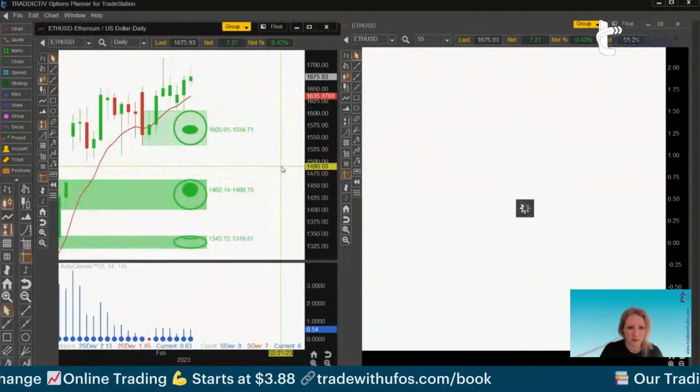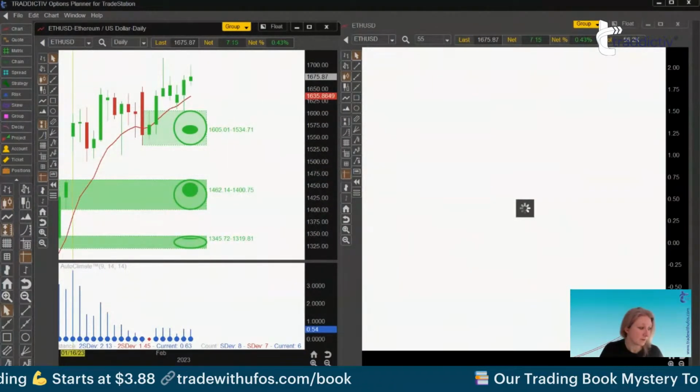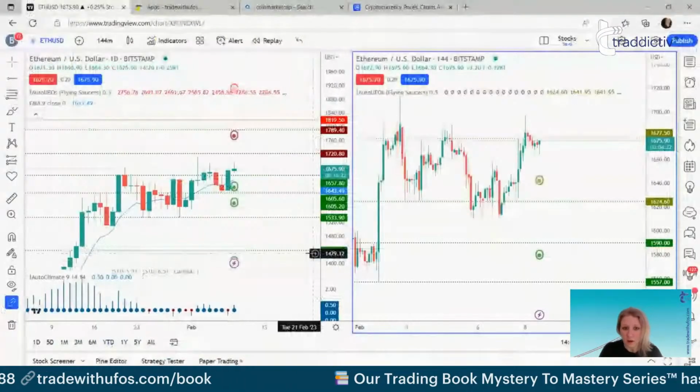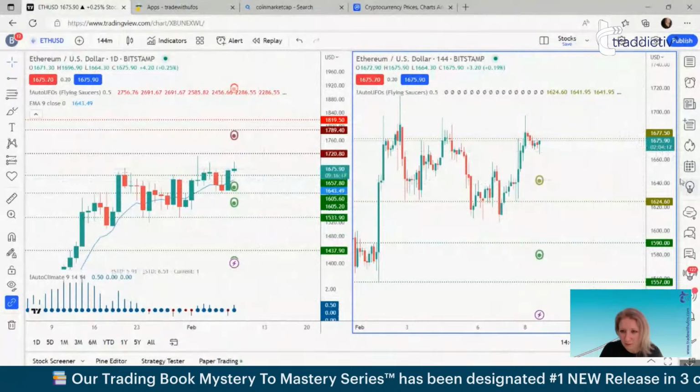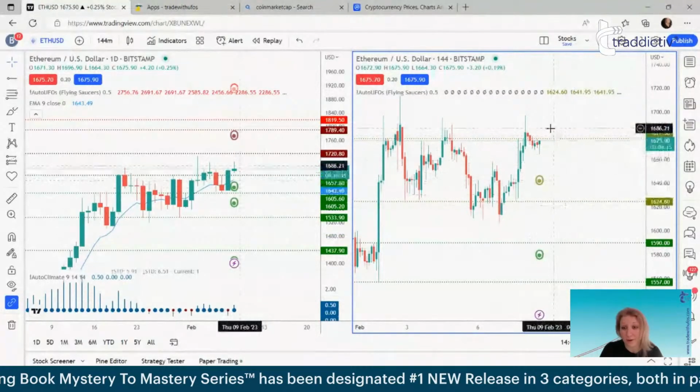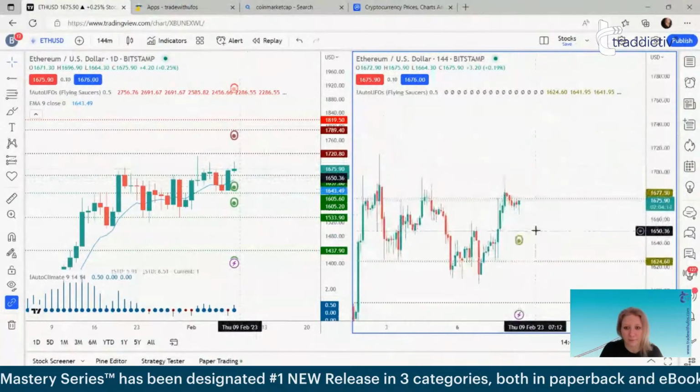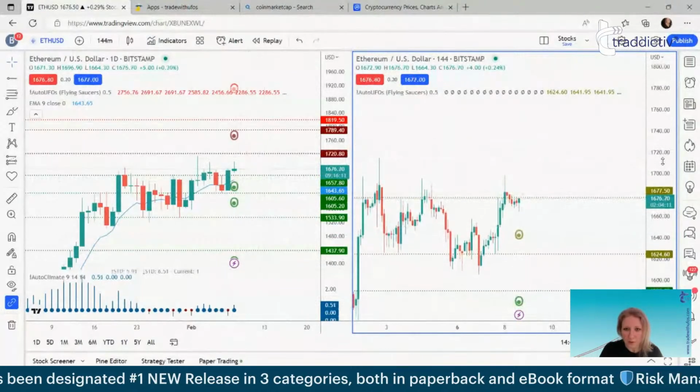Taking just a second to load there. Let's even see if we've got an opportunity on a 55. So the EMA is 1643.49, which is within the UFO that we have right here, that we're inside right now. So we could do that.